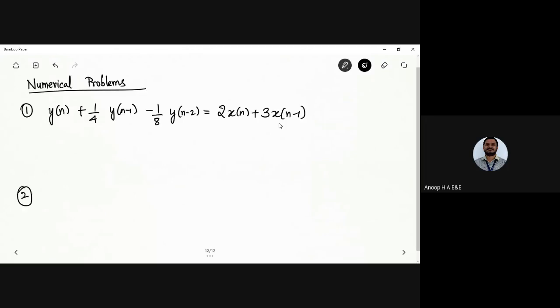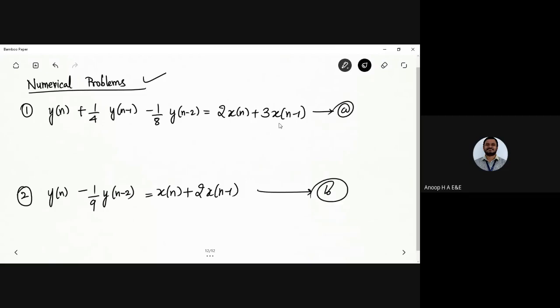So second one, what is there is y of n minus 1 by 9 y of n minus 2, that would be equal to x of n plus 2 times x of n minus 1. So that is there. So these are the two problems, that is problem number 1 and problem number 2. We are going to realize or draw the direct form 1 and direct form 2 realization from the fundamentals. Okay, draw the direct form 1 realization and direct form 2 realization of the given difference equation.